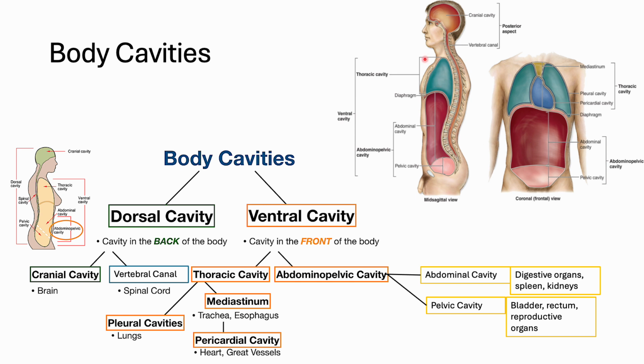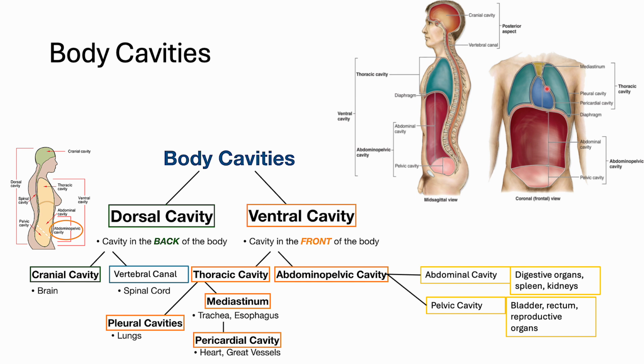Then we have our thoracic cavity here, in the mid-sagittal view and the coronal view. Your thoracic cavity is made up of the pleural cavities. What do we find in our pleural cavities? The lungs. We have our mediastinum, in which we find the trachea and the esophagus. And then we have our pericardial cavity, in which we find the heart and our great vessels.